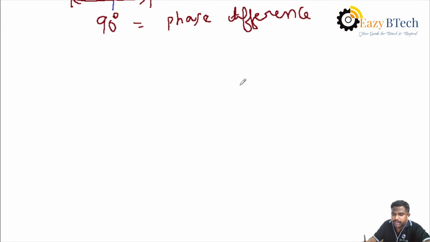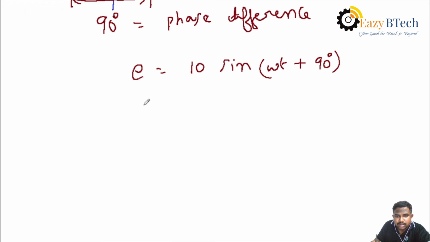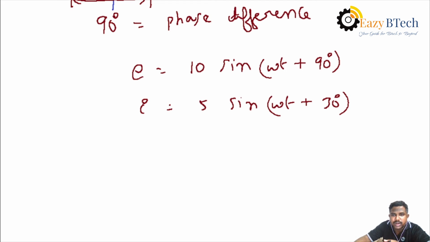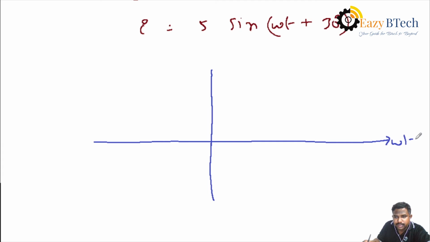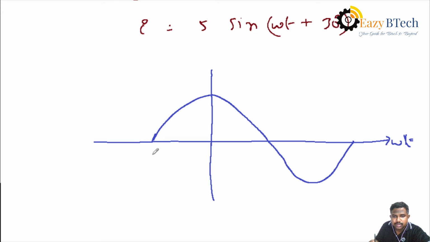Then similarly, we are taking another example, that is the voltage equation E equal to 10 sin omega t plus 90 degrees, and the current equation 5 sin omega t plus 30 degrees. Then what is the phase difference? How to understand the phase difference here? Okay. Then here the two waveforms both have positive phase angles. That's why both are starting before the origin. That's why the voltage equation is, okay, this is the 90 degrees for the voltage.